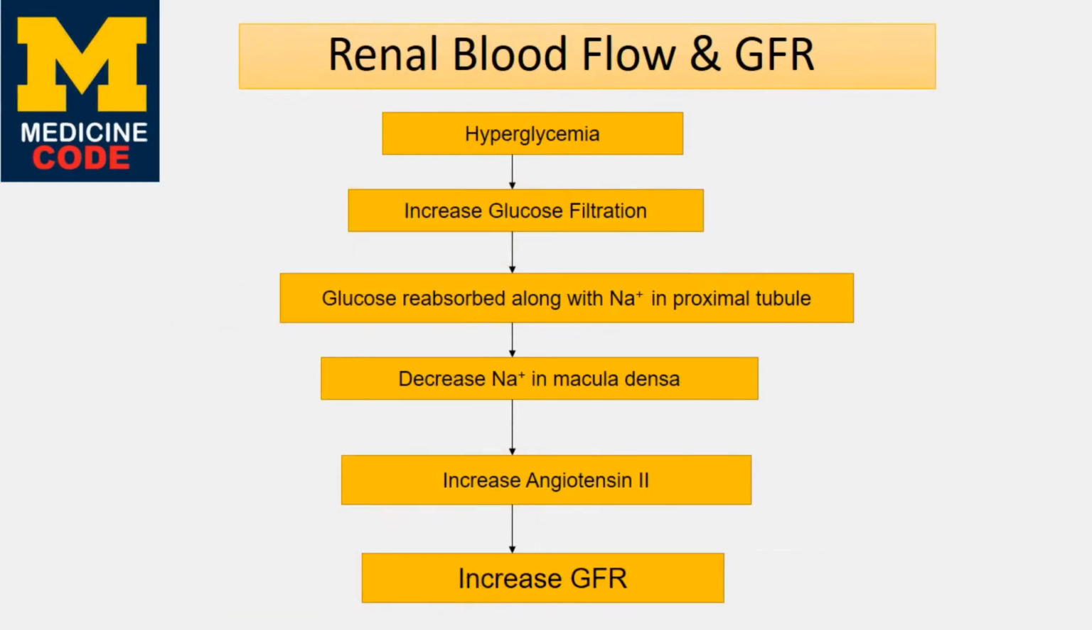This other flowchart shows the effects of hyperglycemia to renal blood flow and glomerular filtration rate. When there is hyperglycemia, there is increased glucose filtration. Glucose reabsorbed along with sodium in proximal tubule leads to decreased sodium in the macula densa. These in turn lead to increased angiotensin II and eventually increased glomerular filtration rate.